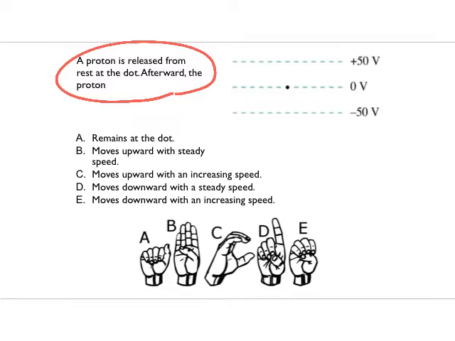The other thing we could say is this. Let's think about potential and potential energy. The proton has a positive charge. Remember that the change in potential energy is just equal to Q times delta V. If I have a reduction in potential, I get a reduction in potential energy. So as the proton goes from the 0 volt line to the negative 50 volt line, it has lost potential energy, and so it's gained kinetic energy.